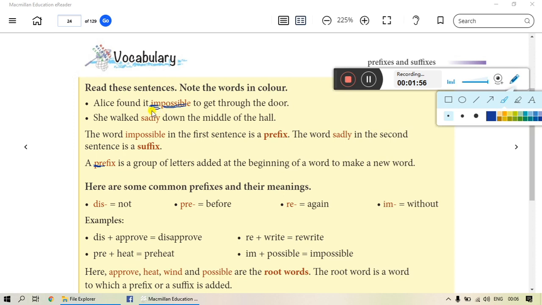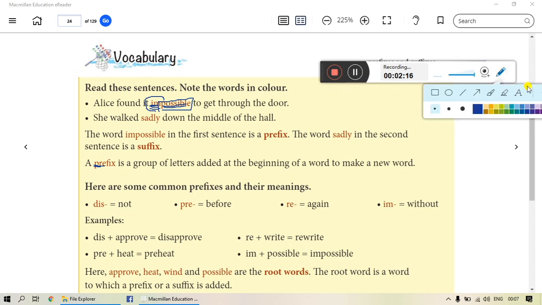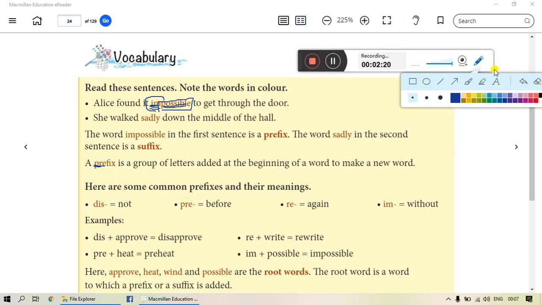So do you see that there is a word which means something, but it has been changed into a different word just by adding two letters in it. In the beginning of the word, new letters are added, which are I and M. Let's see some more examples which are given here so that it will become more clear to you.